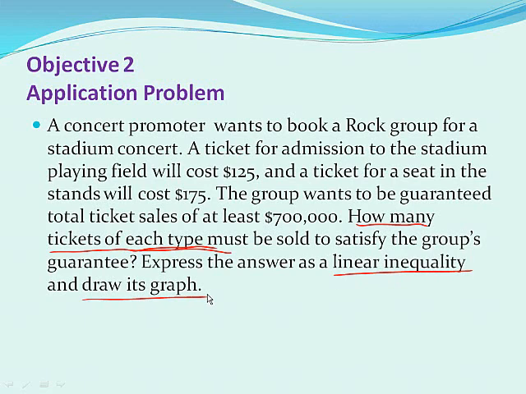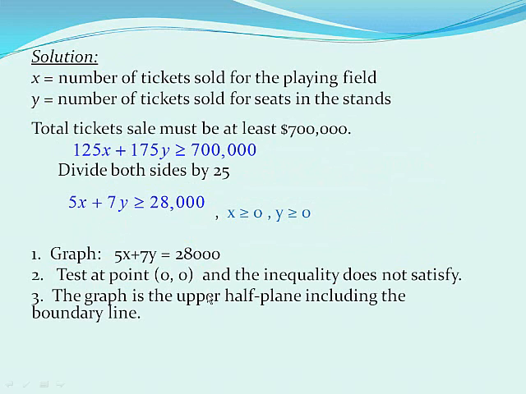So we can model this problem using a linear inequality. So we need to select 2 variables here. Let x be the number of tickets sold for the playing field and y the number of tickets sold for seats in the stands. So these 2 values are what we are trying to calculate, subject to conditions. The total ticket sale must be at least $700,000. This is a kind of constraint on the selection of variables x and y.